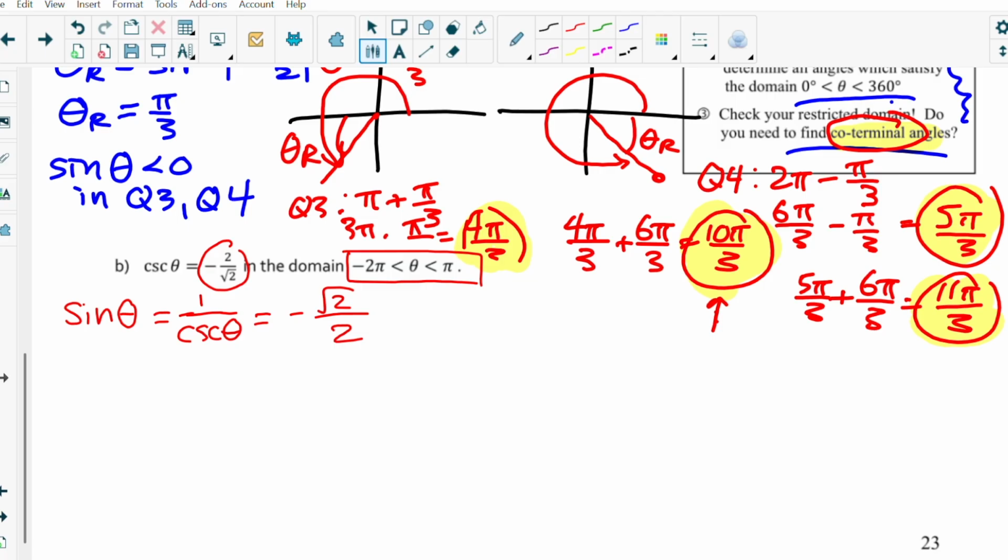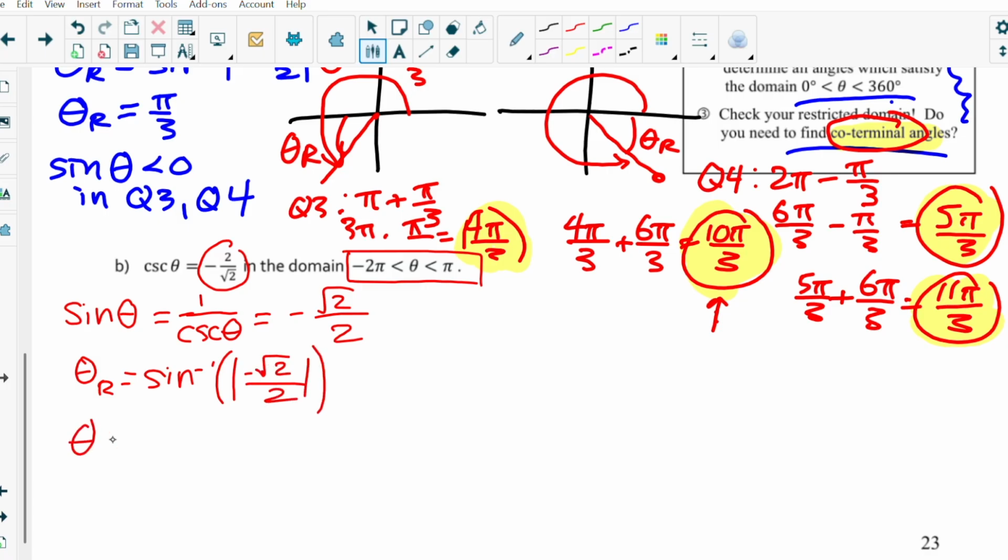Okay, and then it's much easier to work and think in terms of sine ratio. So I'm going to evaluate this for theta. And remember, it's the same theta. Okay, so when we find the angle, it's going to be the angle for the cosecant ratio. Okay, so I need to find the reference angle. So I do the inverse sine of the absolute value of negative square root of 2 over 2.